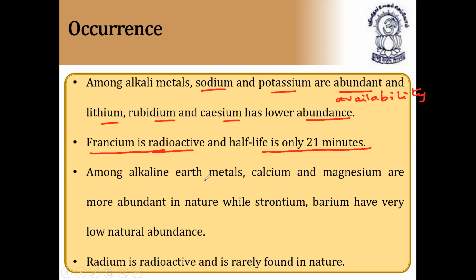Among alkaline earth metals, calcium and magnesium are more abundant. You can see calcium and magnesium in the form of salts in nature, while strontium and barium have very low natural abundance. Abundance, as I told you, means availability. Radium is radioactive and is rarely found in nature. So in alkaline earth metals we have one radioactive element, radium, and in alkali metals also we have one radioactive element, francium.